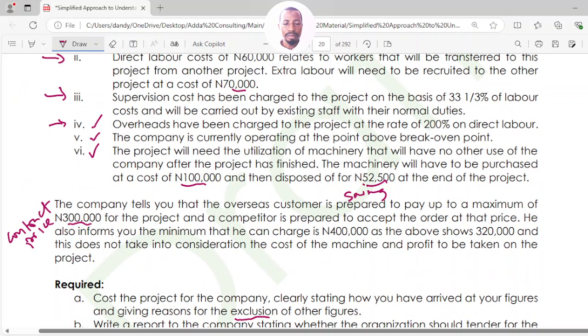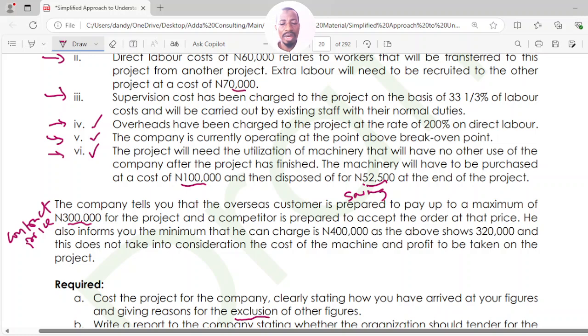Next item is number 5. There's no calculation there, no figure there. You are just told that the company is currently operating at a point above break-even point. The final line item, you are told that the project will need the utilization of machinery that will have no other use to the company after the project has finished. So the machinery will have to be purchased at a cost of 100,000. That 100,000 naira is relevant. However, after the completion of the project, the machine will be disposed of for 52,500. That 52,500 is a saving.